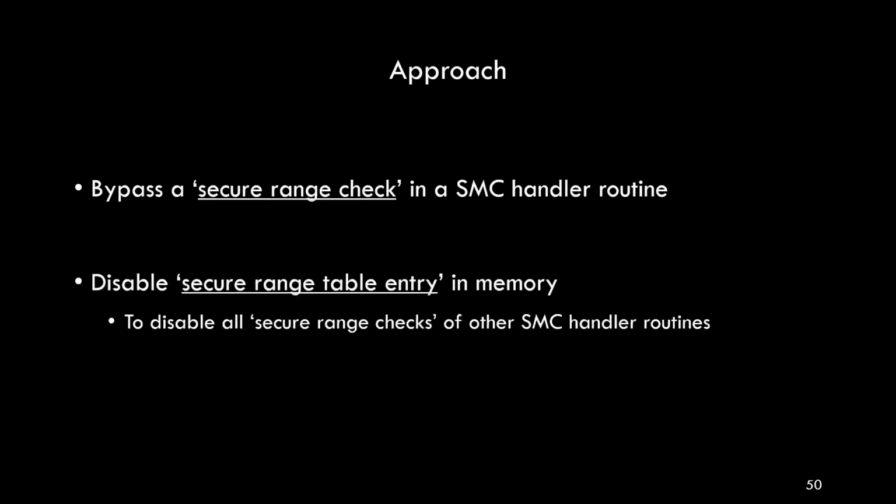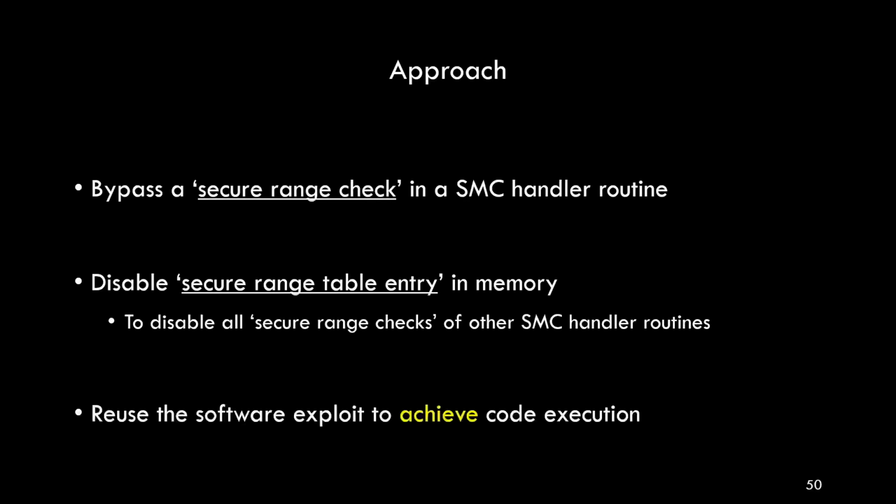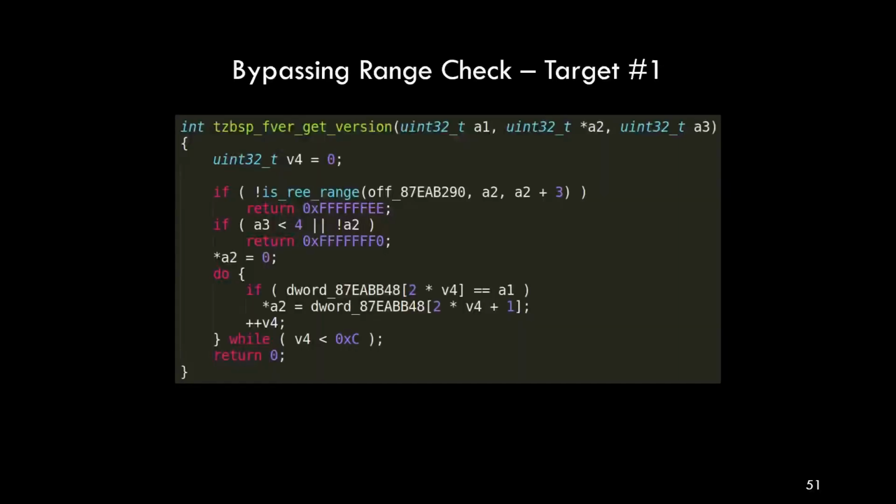By bypassing this secure range check, we aim to disable a secure range table entry in memory. And this allows us to disable all secure range checks of other SMC handler routines, very similar as before. And then we simply reuse the software exploit to achieve arbitrary code execution within QSEE. So we reuse some of the knowledge that we obtained from the software exploitation.